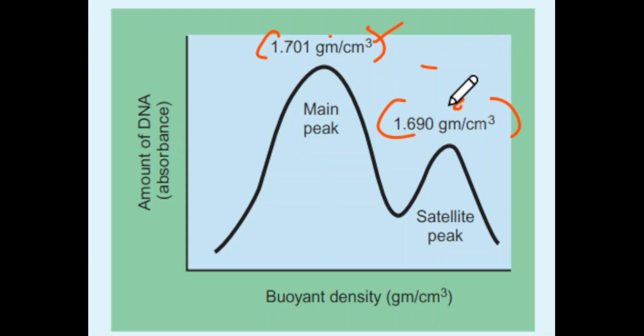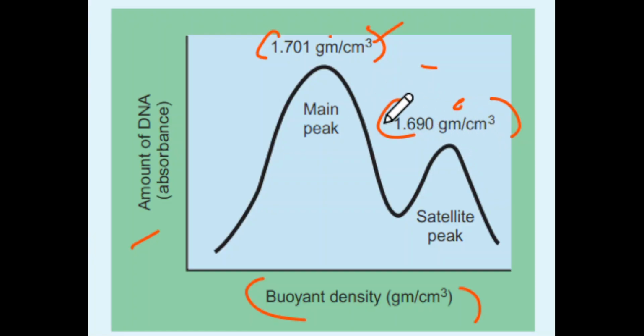When you do spectrophotometric studies, passing 260 nanometer wavelength light through the solution for quantifying the DNA, you will get two peaks when you plot a graph of the absorbance of the DNA against the buoyant density gradient. The main peak indicates the guanine and cytosine rich regions, and the lower peak will indicate the satellite DNA peak.